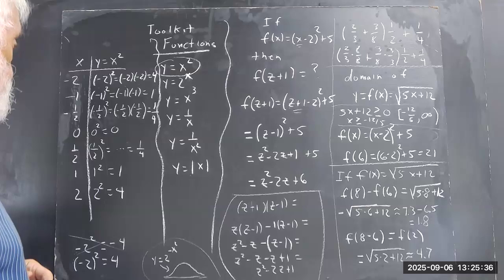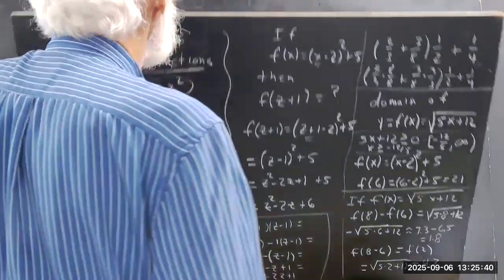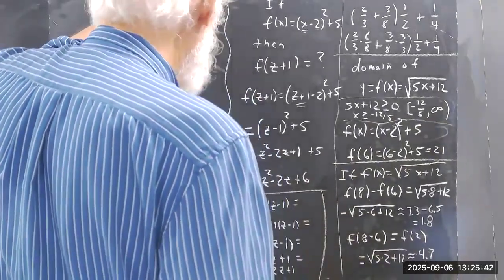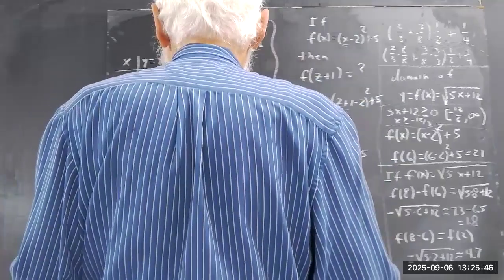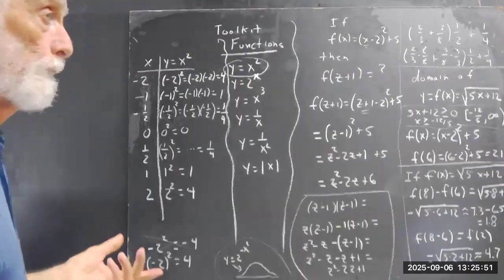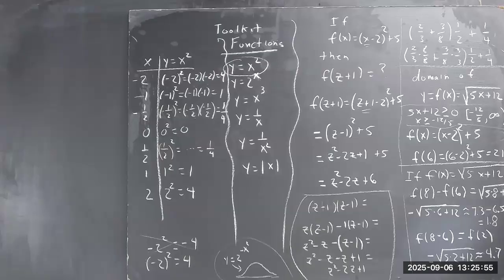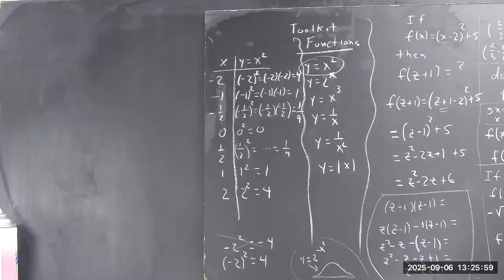All right. Well, next thing we want to do is probably make graphs of some of these functions. And since we've already made the table for x squared, we'll go ahead and make a graph for x squared. We move the camera a little bit more, too much back. Okay.